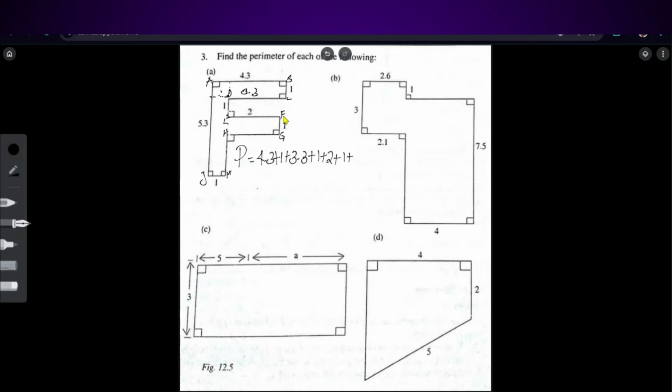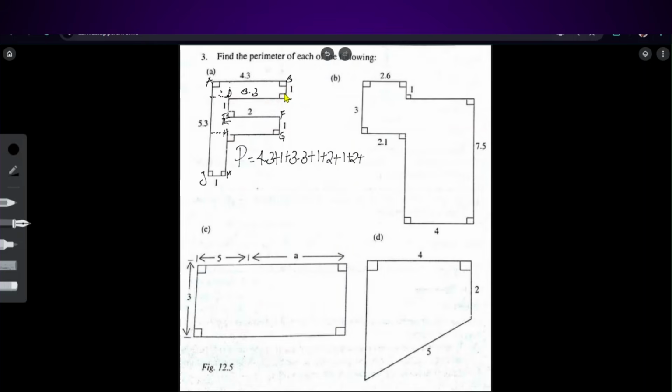From E to F, they have E, E, F, and H, G. They are the same, so I add 2 centimeters. Then I add from here up to this mark. I can get that distance, because if I extend this one, this is 1 centimeter, this is 1 centimeter, this is 1 centimeter.